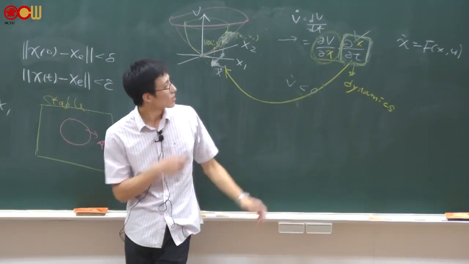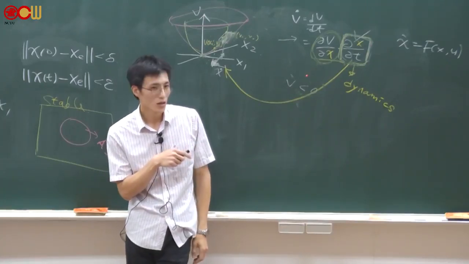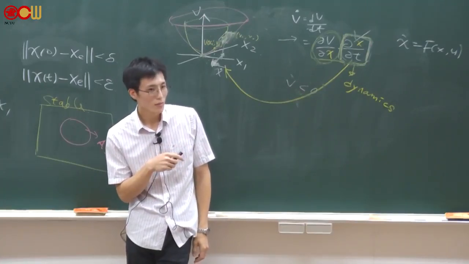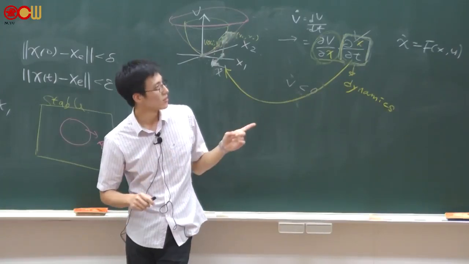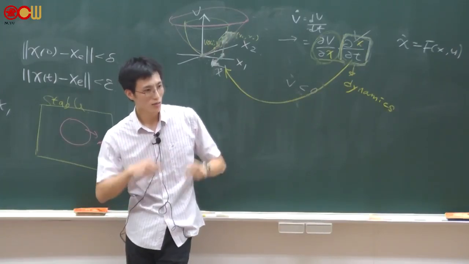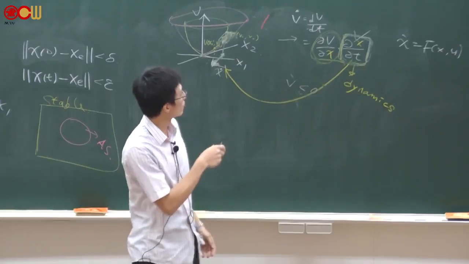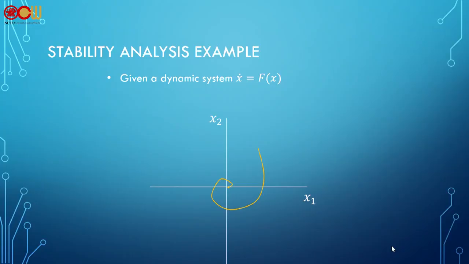So it's a sufficient condition, not necessary. If you find one, that's fine. But if you did not find one, that doesn't mean this system is unstable. You can keep going and find a new V, okay? Here is similar to what I just said.